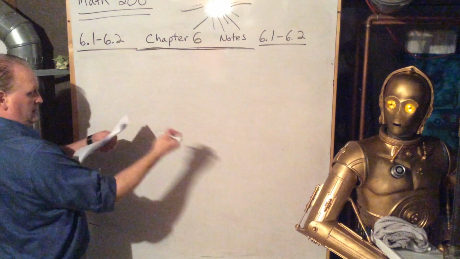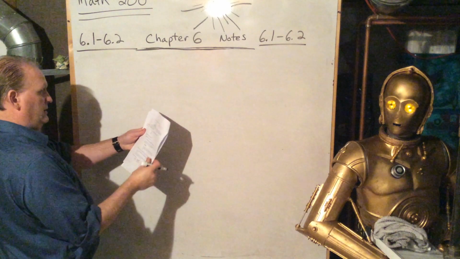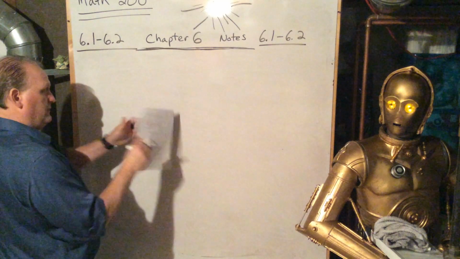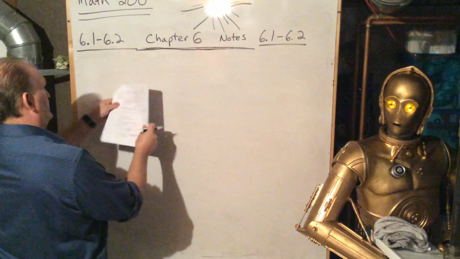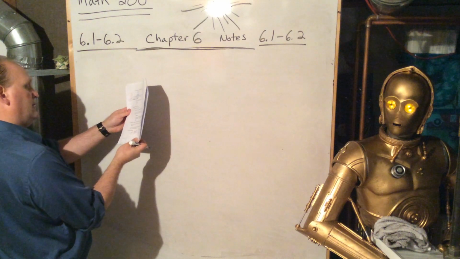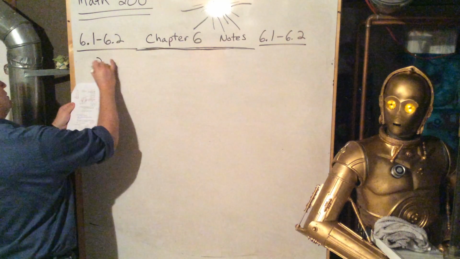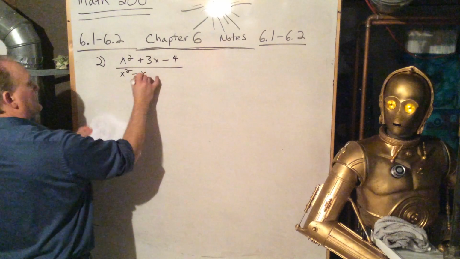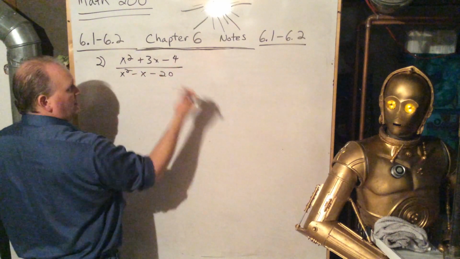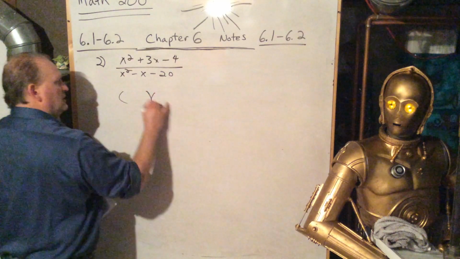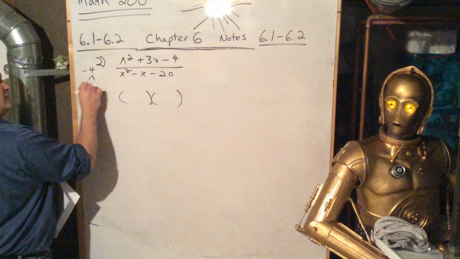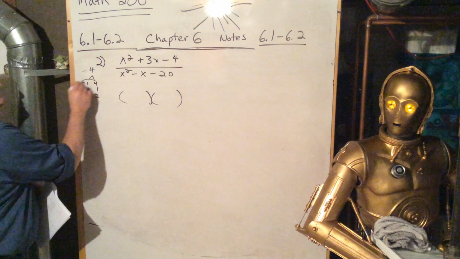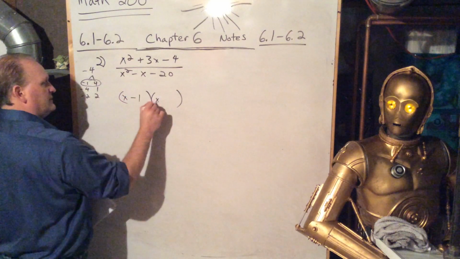Okay. So then, on the next one, where are we? On page 3. So number 2, we have x squared plus 3x minus 4 over x squared minus x minus 20. So we factor the top. That multiplies to be negative 4. So negative 1 and 4, negative 4 and 1, negative 2 and 2. It's got to be the first one. x minus 1, x plus 4.